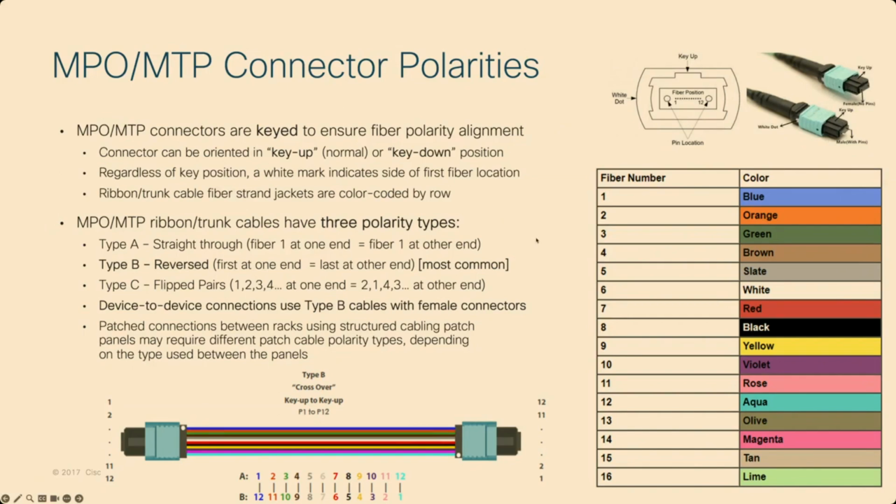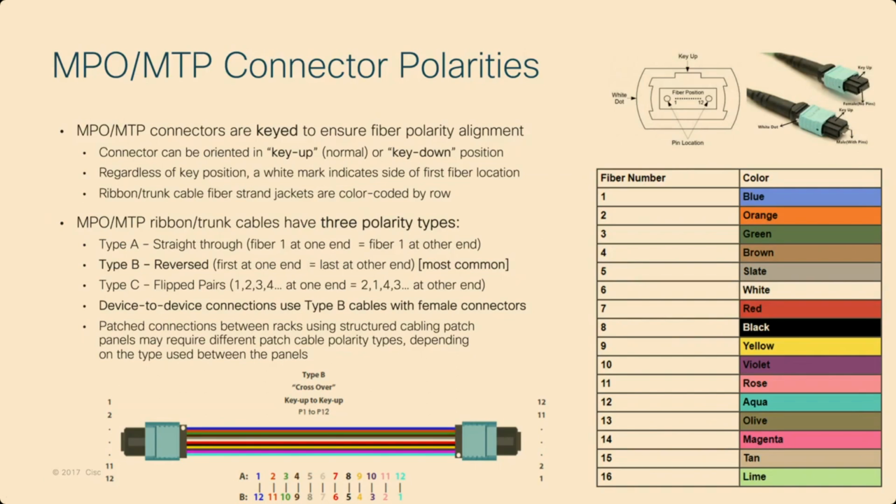So that is basically just flip this end over end, and your pin 1 on one side becomes pin 12 on the other. Pin 2 becomes pin 11, and so on and so forth. But there are other types of polarity. So there's a type A, which is just straight through, where basically pin 1 is pin 1 on both ends. This is typically only going to be used between patch panels in a structured cabling environment.